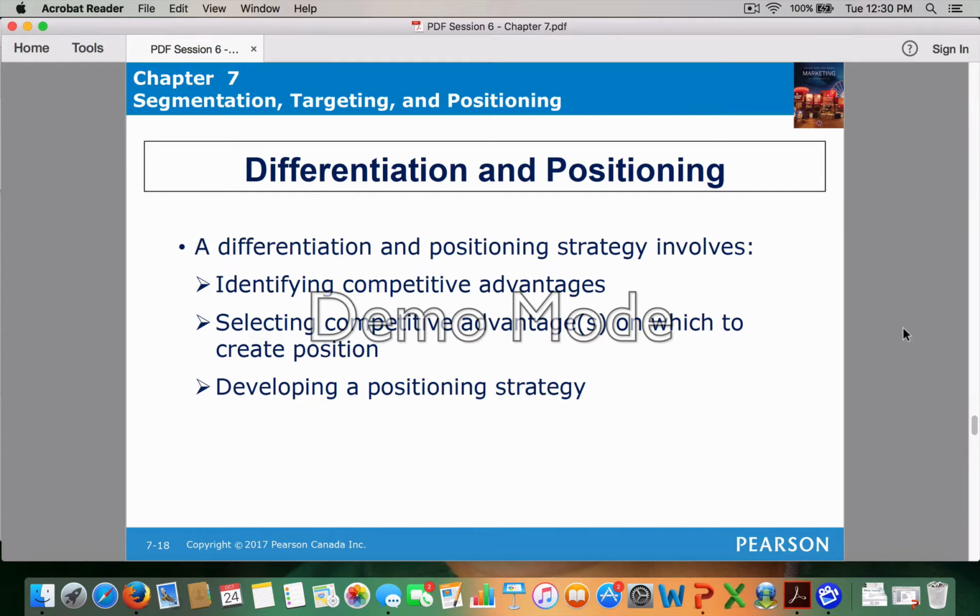Is it going to be your price? Is it going to be your quality? Is it going to be convenience? Is it going to be taste? Is it going to be performance? Is it going to be technology? What is it that you're going to compete on? And you develop a positioning strategy based on the ways in which you can meaningfully be different than your competition.